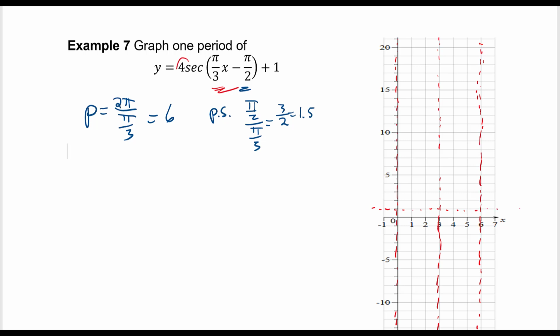And then the 4 out front tells us that's only going to go down. If they were at the center line of 0, it'd go down to 4, but now it's shifted up by 1, so it goes down to 5. And then it'd be 4 from the other direction, so that's going to put us at negative 3.